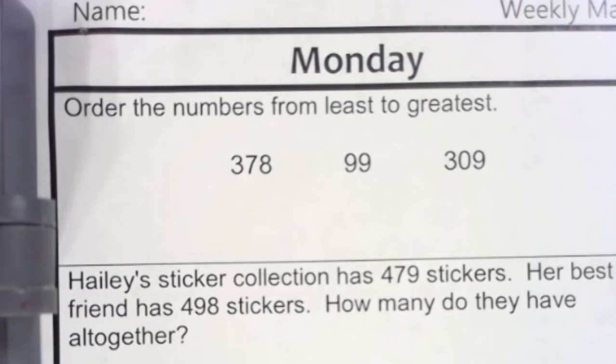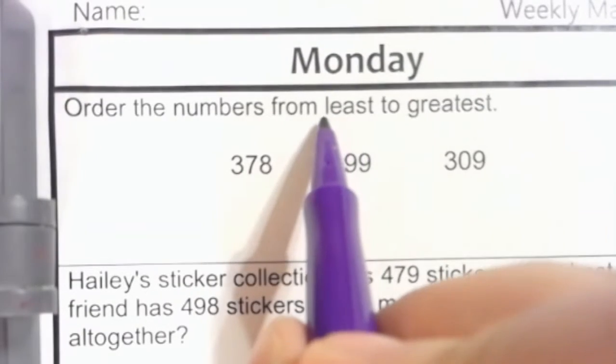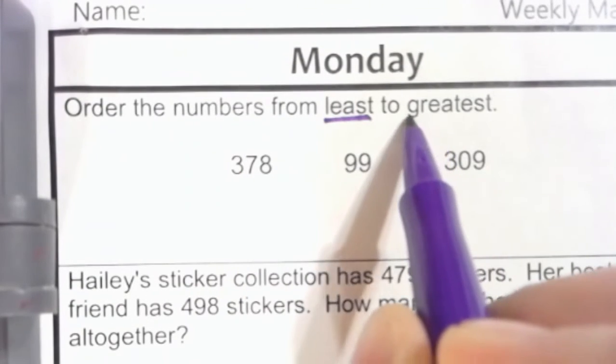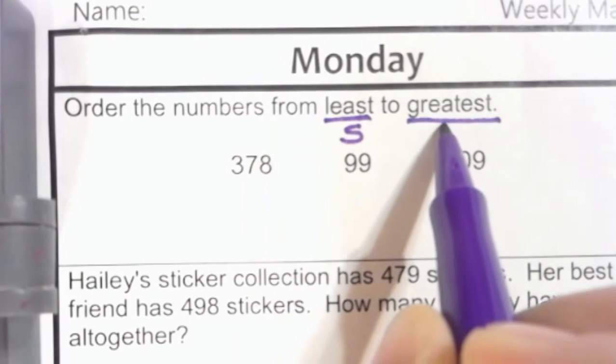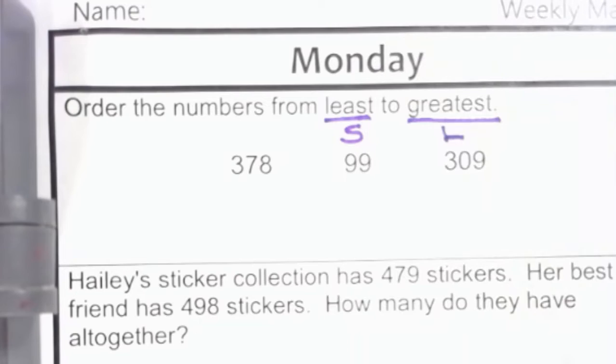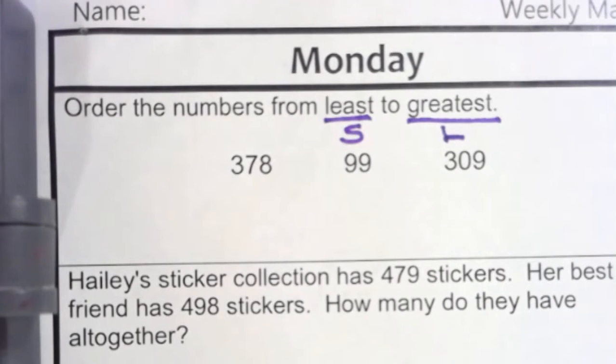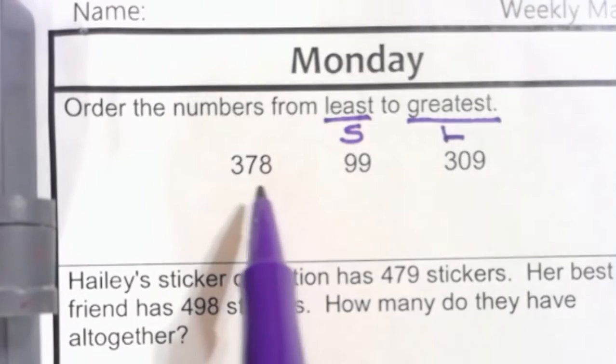Let's get started. Order the numbers from least to greatest. Again, we see that word least and greatest. Least means smallest and greatest means largest or big. And so we are looking to see where the biggest number is in the hundreds place.